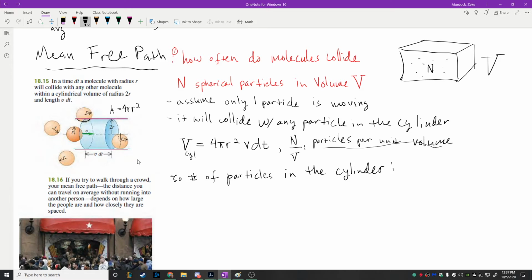So the number of particles inside, we're going to call it dN, and we're going to say that it's equal to this times this, basically. Just the volume of the cylinder multiplied by the total density. So it's going to be equal to 4 pi r squared times v times dt, and then times the total number of particles in the system divided by the volume.